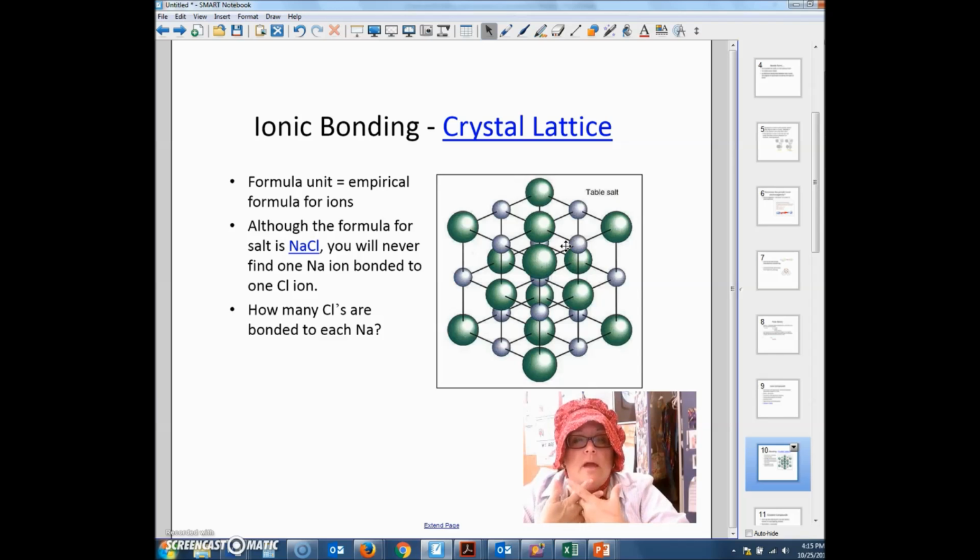So when we talk about, instead of saying molecules, we talk about formula units, and we use the simplest ratio. For sodium chloride, that simplest ratio is 1:1.